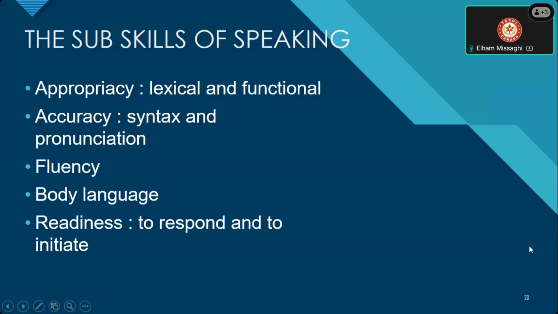So you're working on appropriacy, correct vocabulary, correct functions. Some functions are like register, formal, informal. Some functions you only use with your friends, but not with your teacher in the class. So formal speaking, informal speaking, and grammar, of course, fluency, body language, and readiness.